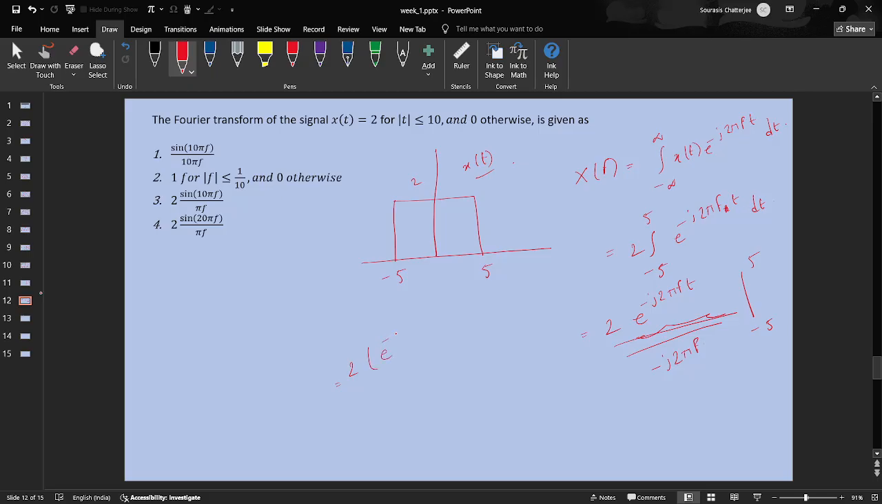So we have e to the power minus j, t is now 5, so essentially it's 10 pi f, minus e to the power j 10 pi f, ten pi.